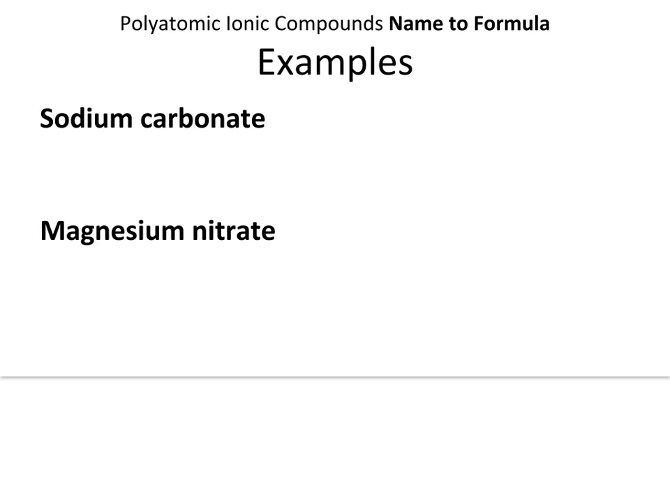Let's do an example of how to write the formula of a polyatomic ionic compound if you know its name. The way you're going to know that you have a polyatomic ionic compound is you're going to look at the name and you're going to look at the ending. So your polyatomic ionic compounds will always end in "ite," "ate," or you'll have hydroxide. So here I have an "ate" and here I have an "ate." So I know that I have a polyatomic ionic compound.